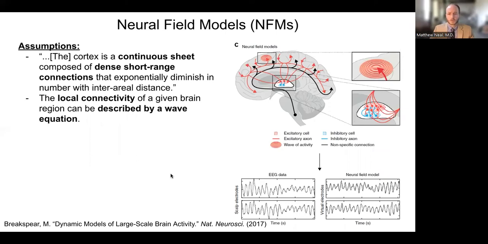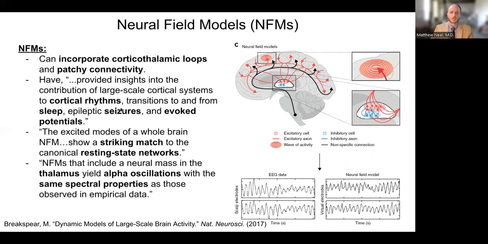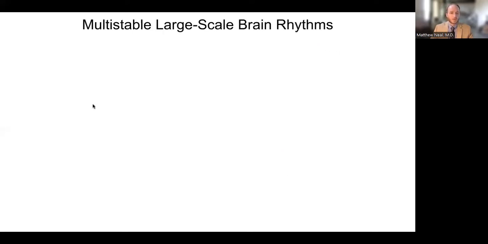This model in particular that we're seeing on the right is a neural field model that also includes a neural mass in the thalamus. And that's what they mean when they say these models can incorporate corticothalamic loops and patchy connectivity. They found that when they put a neural mass in the thalamus, along with this neural field model, they got EEG data from their model that was strikingly similar in spectral characteristics to what they got empirically from resting EEG. So they actually got an alpha rhythm from their models, which is really cool.